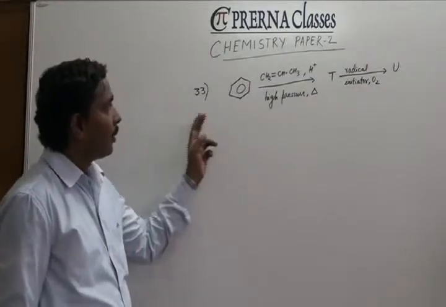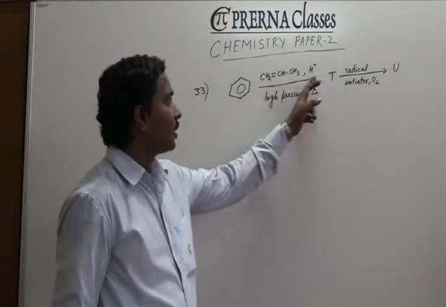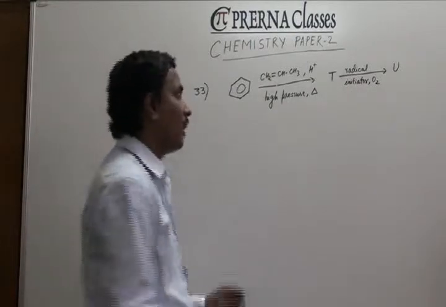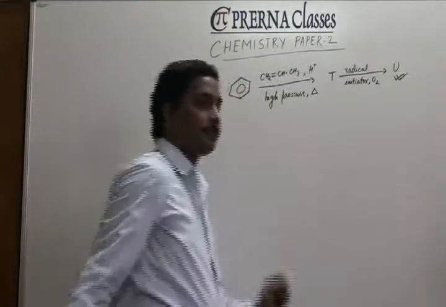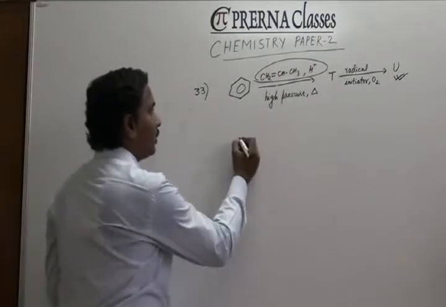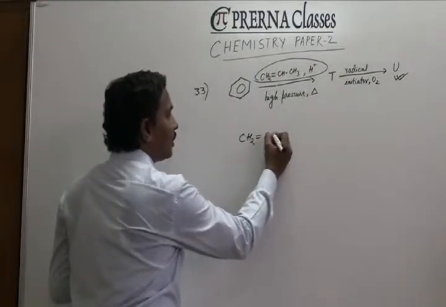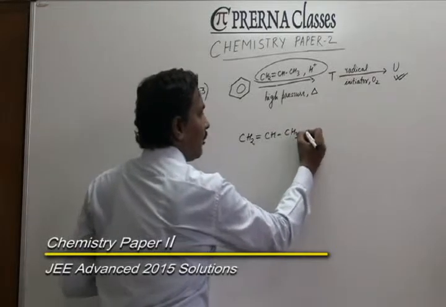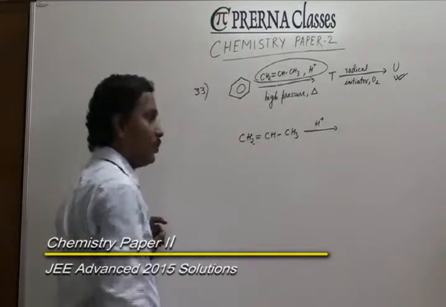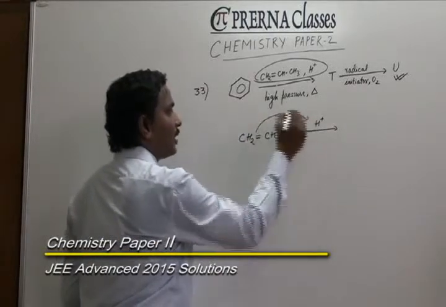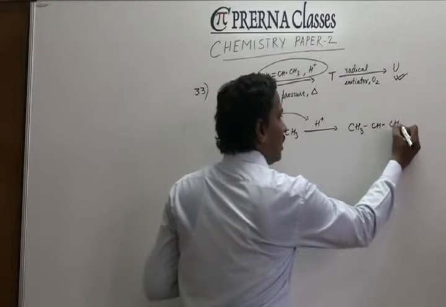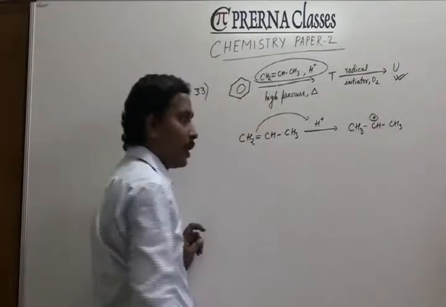The next question. Benzene is reacted with this compound in the presence of acid, followed by a radical initiator with O2. We have to find the structure of U. Now, this is a Friedel-Crafts alkylation reaction. CH2=CH-CH3, when it reacts with H+, a stable carbocation will form. That means the pi electron density will react with H+ and it is converted into CH3-CH+-CH3. Now it is a stable carbocation.